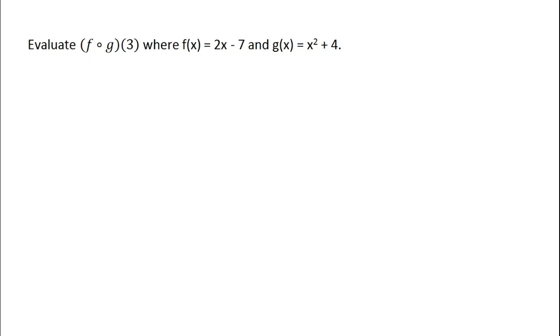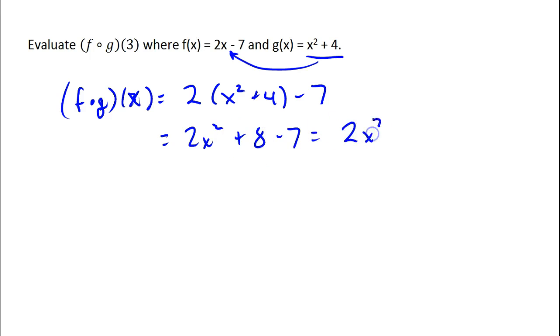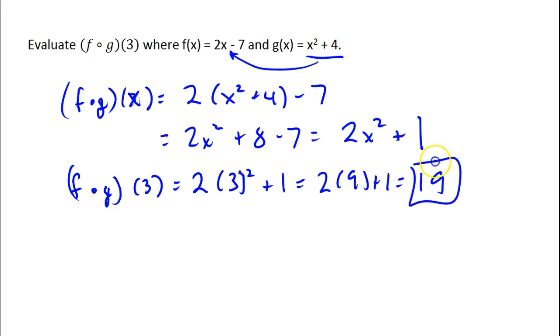So how can we evaluate a composite function? Well, if I want to know what f circle g of 3 is, then I'm going to do g inside f, right? So let's get that first. f circle g of x is going to be 2 times x squared plus 4 minus 7. That's 2x squared plus 8 minus 7, which is 2x squared plus 1. Okay, so now we're ready to do f circle g of 3. That's going to be 2 times 3 squared plus 1. That's 2 times 9 plus 1, which is 18 plus 1, which is 19.